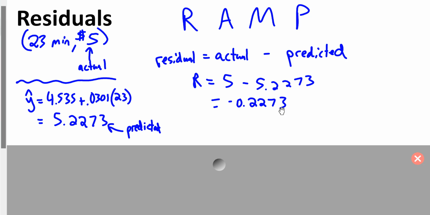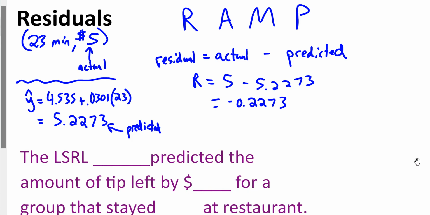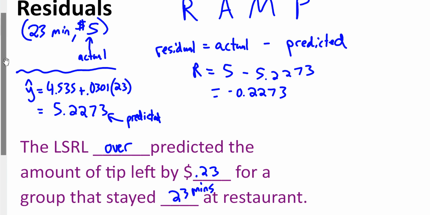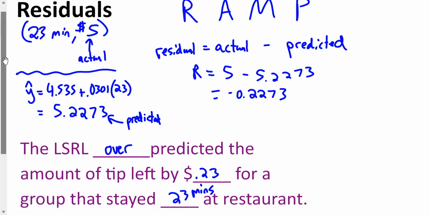Okay, so the way we'd explain that is the least square regression line over predicted the amount of the tip left by 23 cents for a group that stayed 23 minutes at the restaurant. Or some version of that. We want to state what that residual is, and whether the least square regression line over or under predicted, and for what that actual value was. So that's a residual.